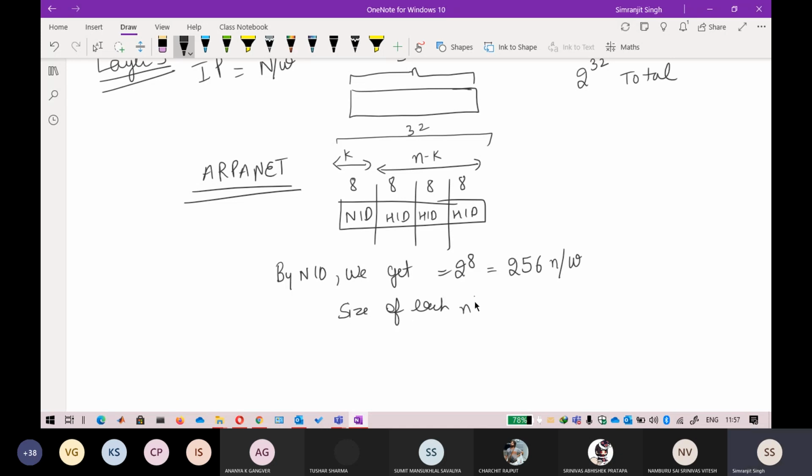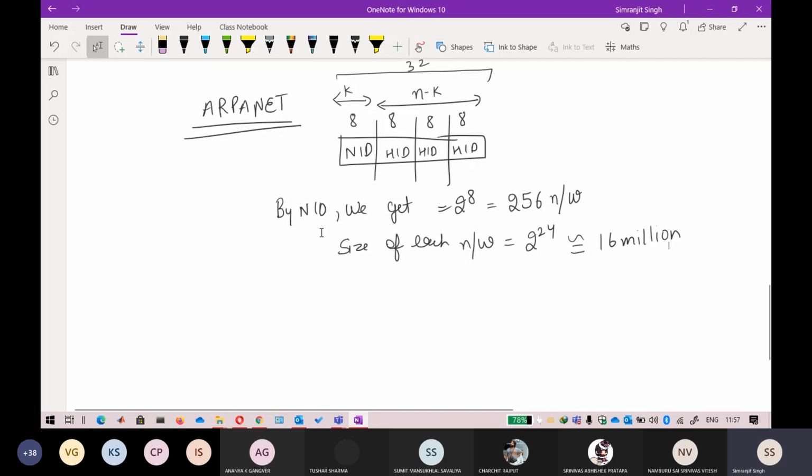The size of each network is 2 raised to power 24, which is approximately 16 million. So it means that one network contains a total of 16 million IP addresses. If I buy only one network, I will get 16 million IP addresses. A common user or a company does not need that.